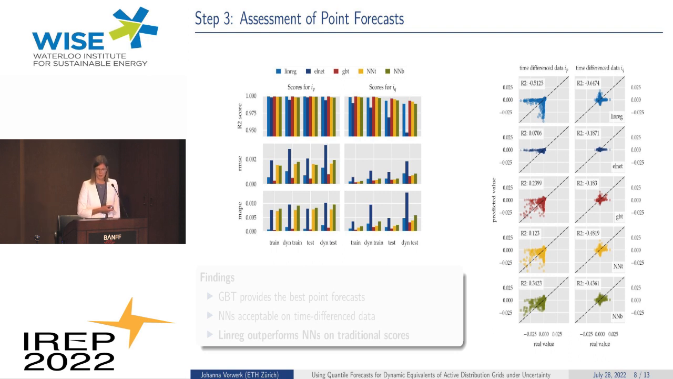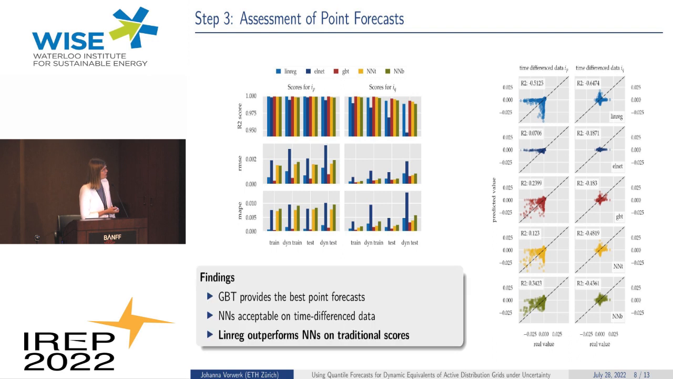And we can see that the performance for linear regression, for example, is quite poor, and for others it's better. In general, the GBT, so gradient boosting trees, have provided the best point forecast, considering both metrics. Linear regression is very good on the traditional scores, but not on the time difference metrics. And then the neural networks are better on the time difference metrics. And because of that, we have taken the neural networks and the GBT to the quantile stage.